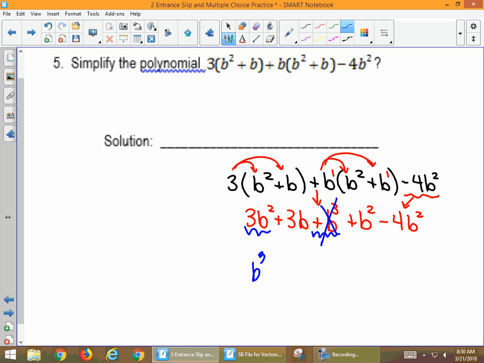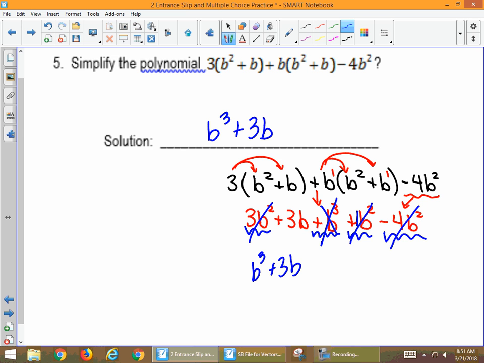I have 3b squared, and here's 1, so 3 plus 1 is 4, and then I have minus 4 of them. So how many b squared do I have? 0. Those just all cancel. You're welcome to write 0b squared, or you can just cross them all out. And then the last thing we have there is positive 3b. b cubed plus 3b. Done.